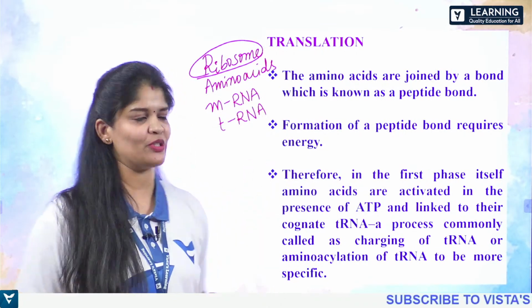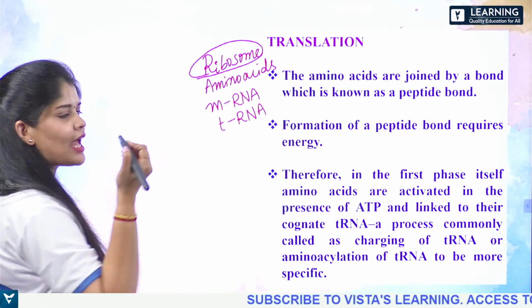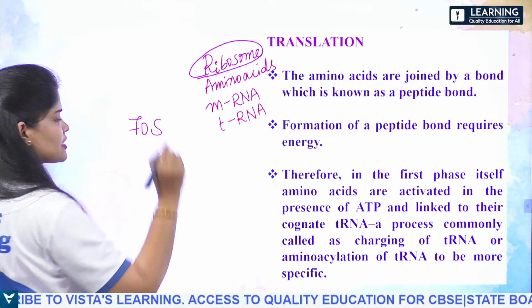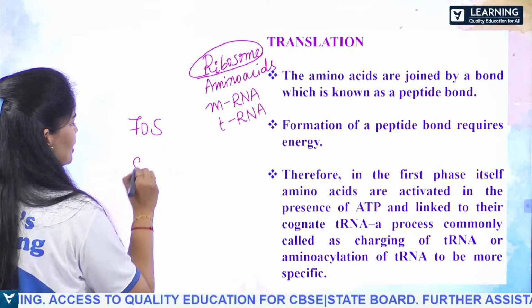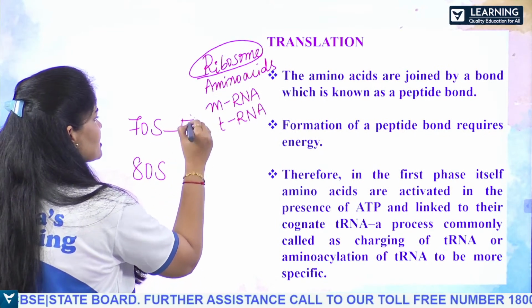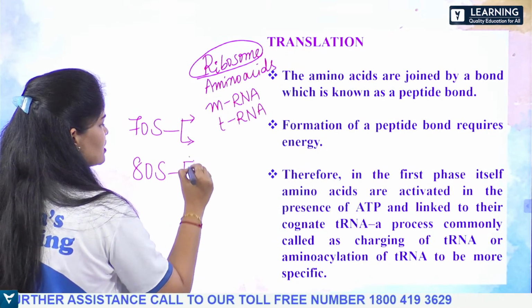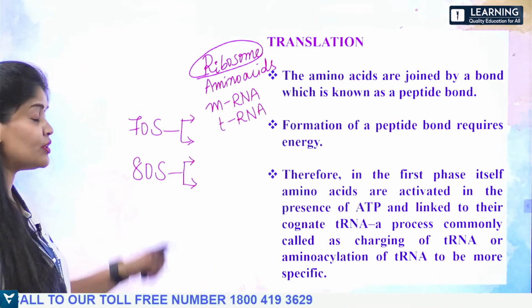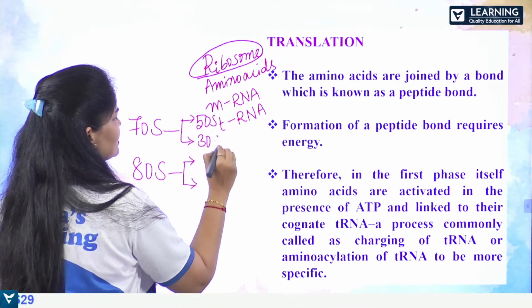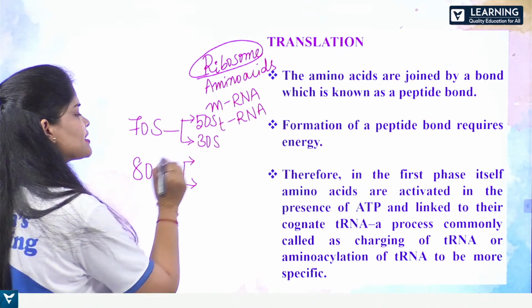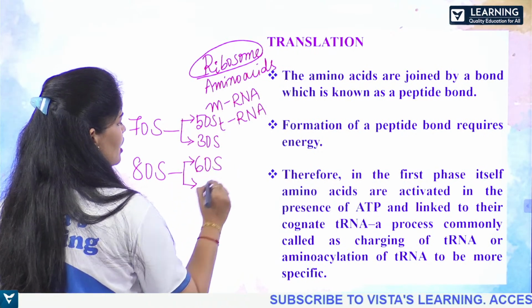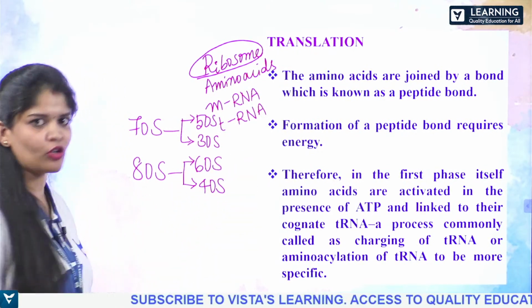So if you look at the ribosome, this is the site at which protein synthesis happens. As we already know, ribosomes are of two types: one is the 70S ribosome and the other one is the 80S ribosome. We have larger subunits as well as smaller subunits. The larger subunit in the 70S is 50S and the smaller subunit is 30S. Similarly, the larger subunit in the 80S ribosome is 60S and the smaller subunit is 40S.